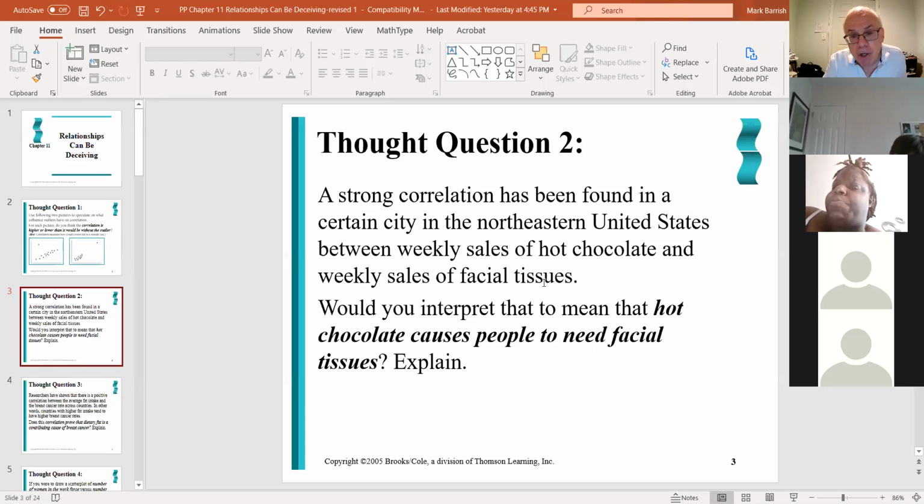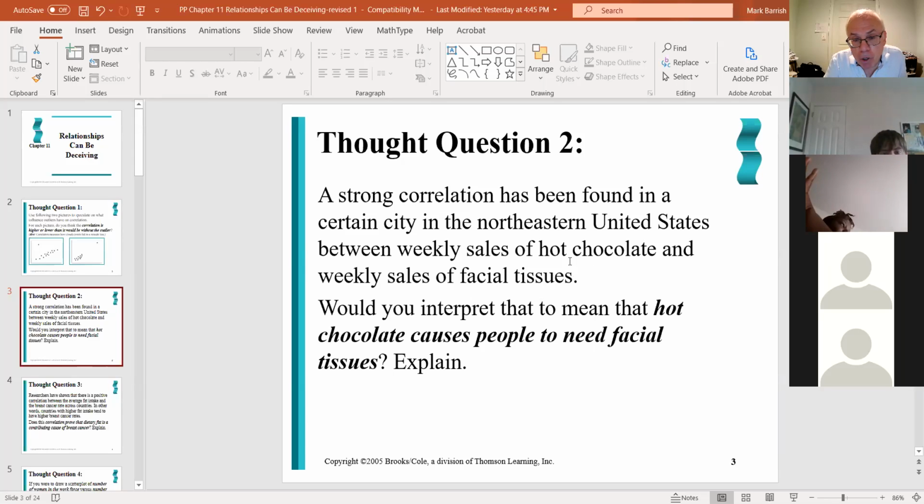Why? Because it could be the wintertime. There could be another variable that's influencing both of these, right? We call that a confounding variable. Wintertime, it could be cold outside. People drink hot chocolate, people's noses run, if we have colds or something during the wintertime. You see what I'm saying?